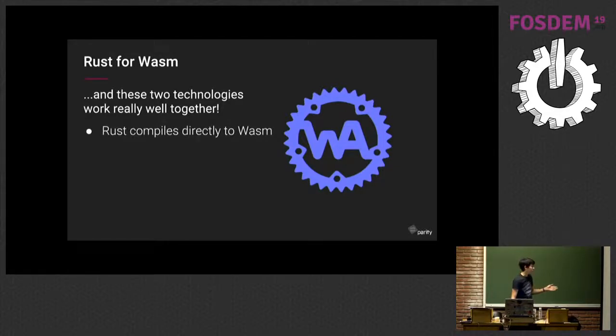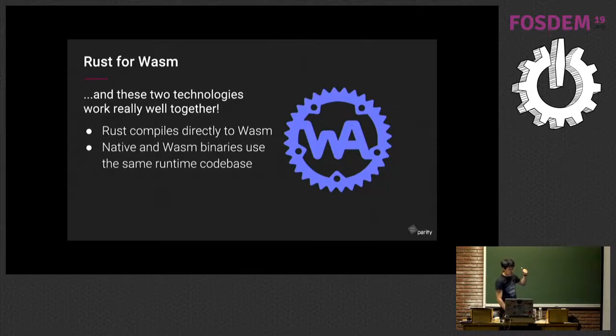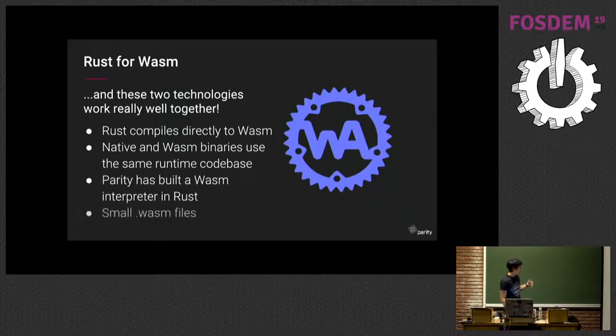Rust now compiles directly to WASM, which is absolutely great, which means that, as I mentioned before, we build our runtime in both native and WASM binaries, and we can use the same code base to do that, which is really, really powerful. And because Rust has no runtime, you don't have any extra bloat in your WASM binary, so it's really, really small. And finally, of course, Parity supports other Rust projects. We built a WASM interpreter in Rust, so it makes the integration really, really simple.